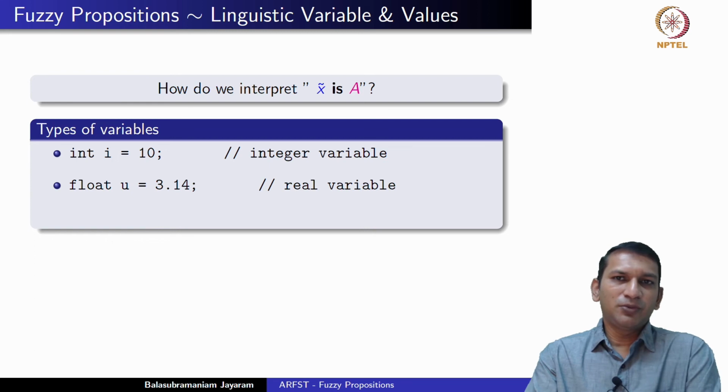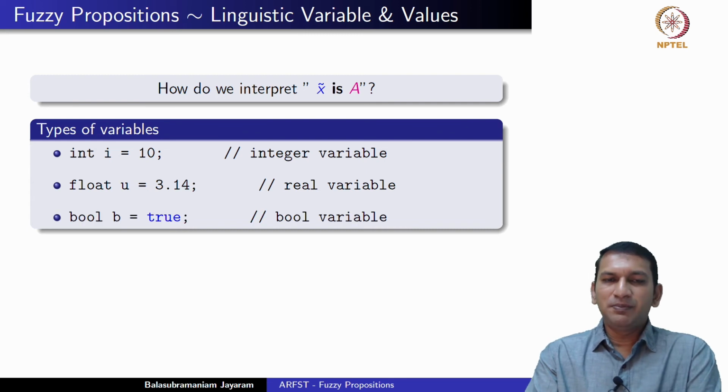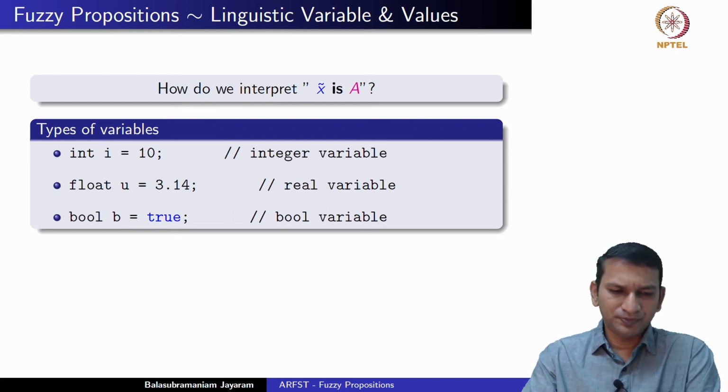Float u is equal to 3.14 means u is a real variable, it can assume real values. If you say bool b is equal to true, so we are initializing, then it understands b is a bool variable and it can only take either true or false. It cannot take 3.14. Of course, some compilers may be truncating and understanding what it is. Perhaps if it is not 0, it may be giving the value 2.